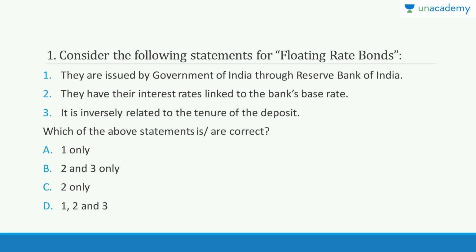Question number 1. Consider the following statements for floating rate bonds. They are issued by Government of India through RBI. This is correct. They have their interest rate linked to the bank's base rate. This is correct. It is inversely related to the tenure of the deposit. So this is also correct. So the answer here is D, 1, 2, 3.